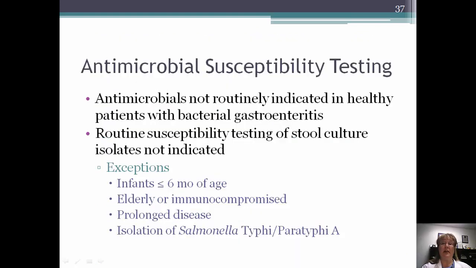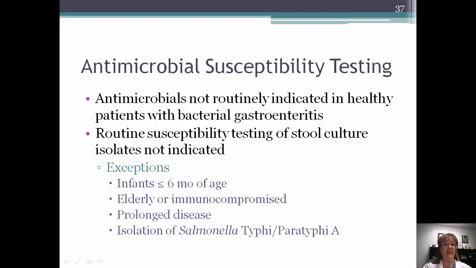Now, what about performing antimicrobial susceptibility testing? Now, we know that antimicrobials are not routinely indicated in healthy patients with self-limited bacterial gastroenteritis. So, for the most part, routine susceptibility testing of stool culture isolates is not indicated. Now, some exceptions may be in infants, especially young children with very severe disease, the elderly or immunocompromised, those with prolonged disease, and those in which we isolate Salmonella typhi or paratyphi.